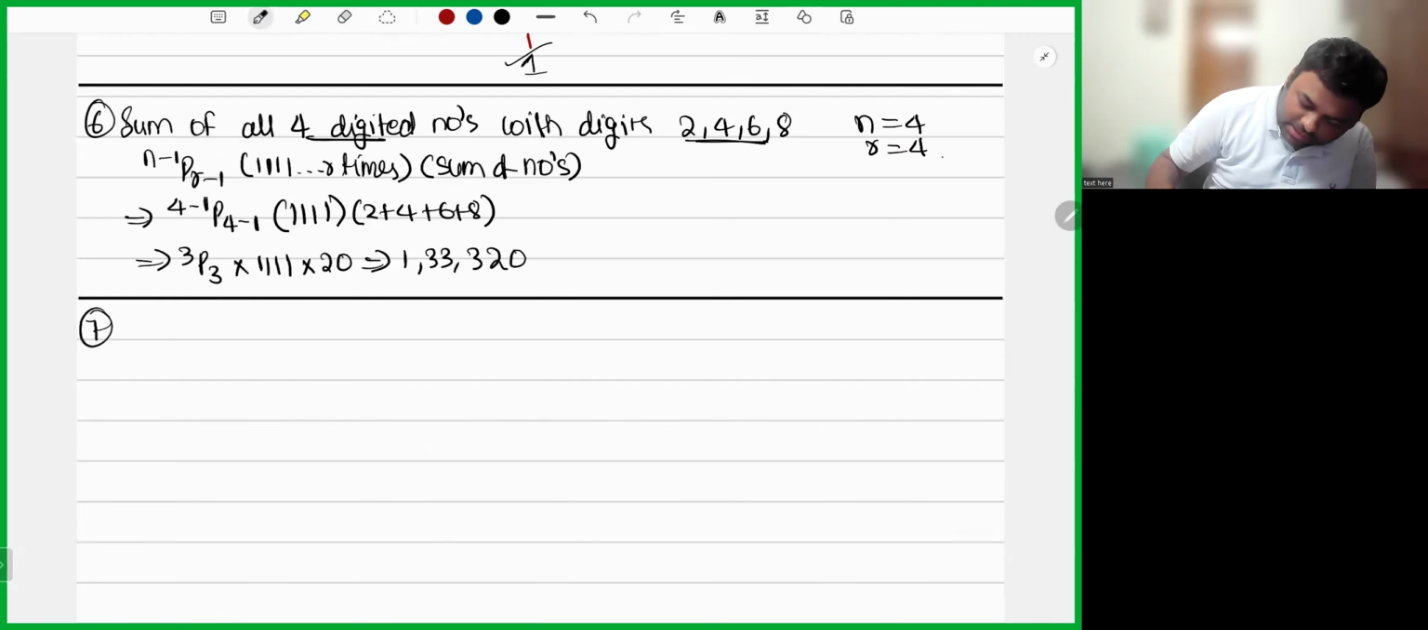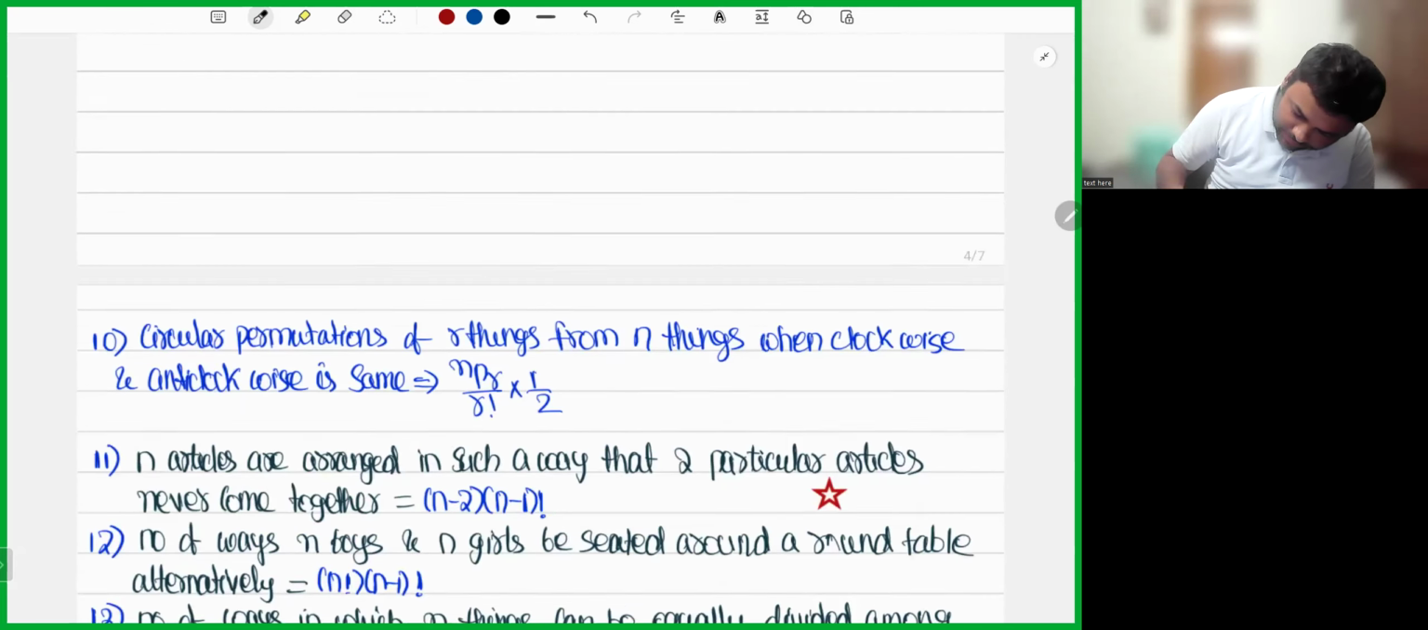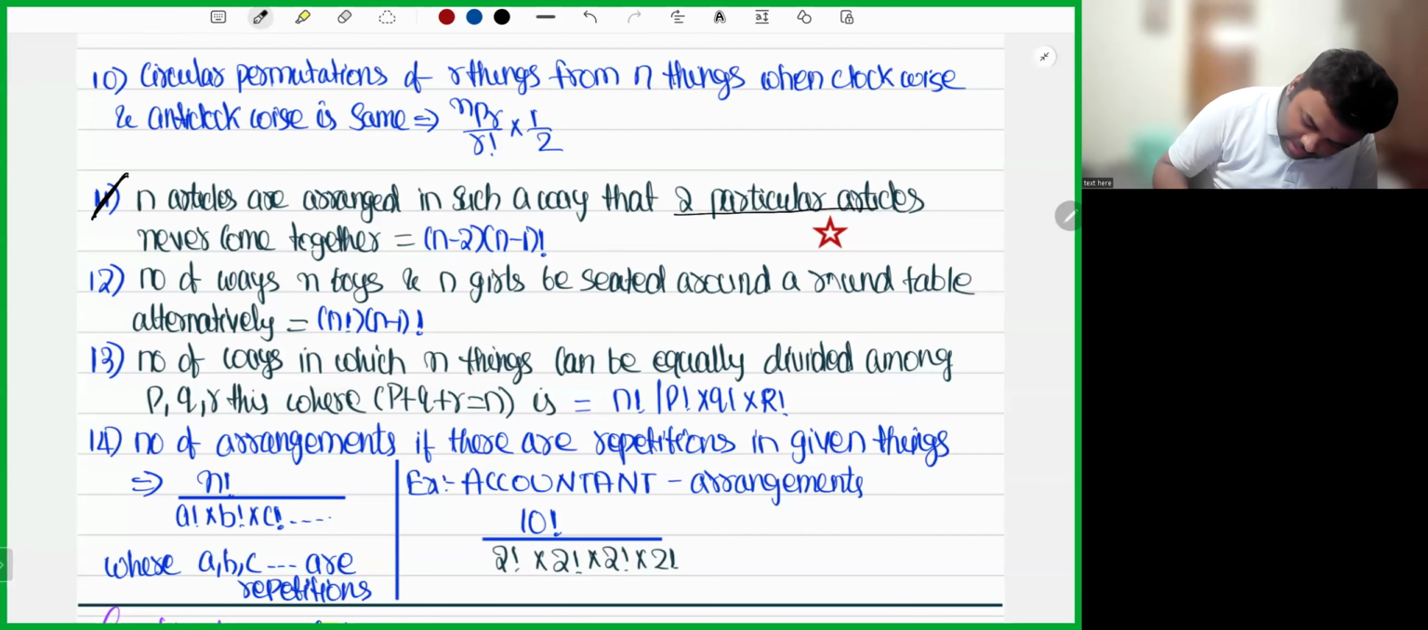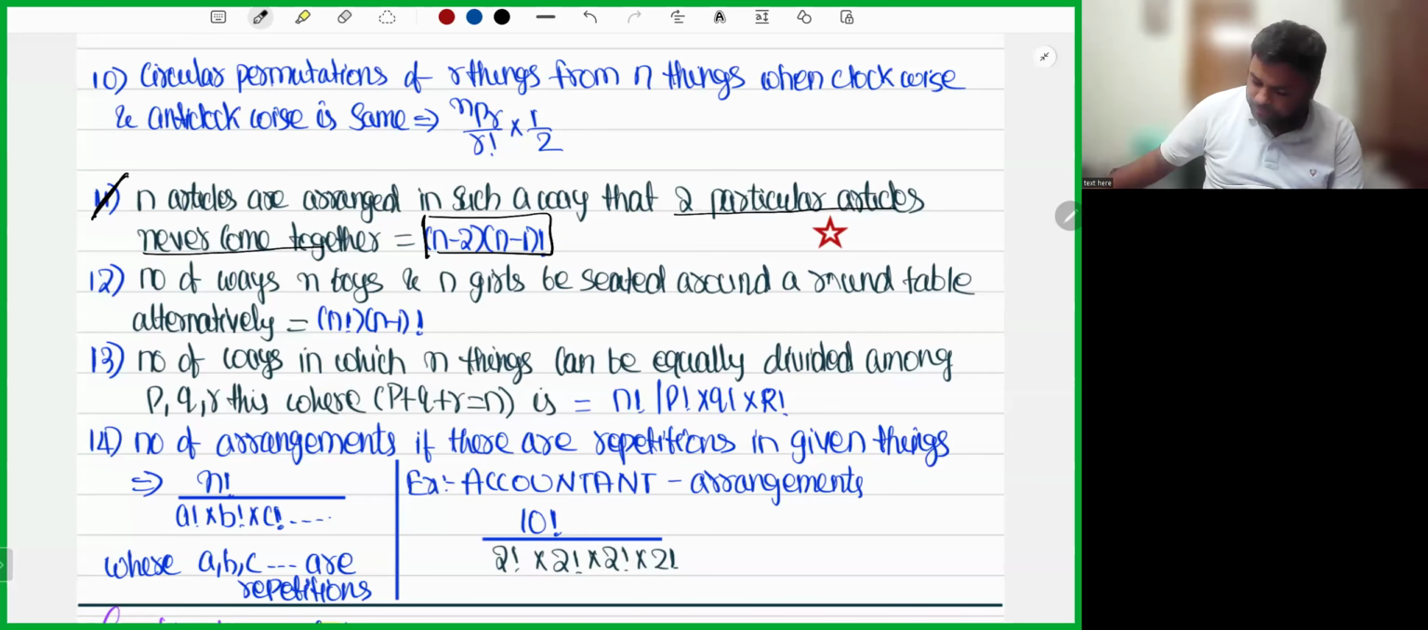This example number 7 is related to this point. N articles are arranged in such a way that 2 particular articles never come together: (n minus 2) into (n minus 1) factorial. So what is this? See here.